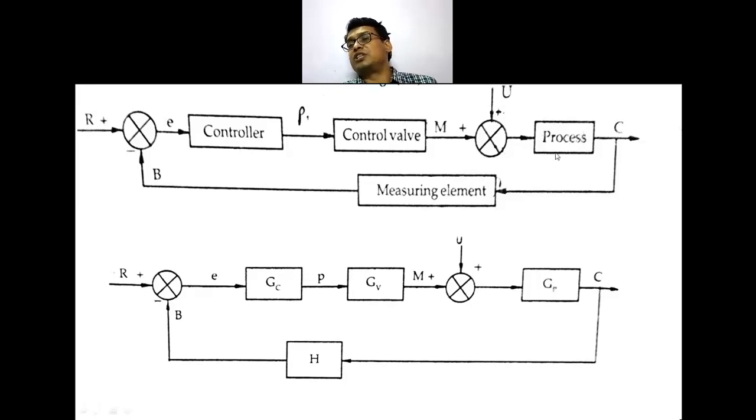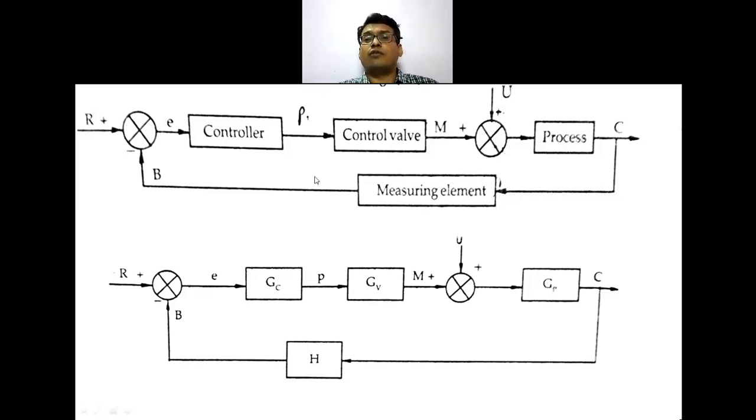So the measured value of the process is measured by the measuring element, and it generates a value B, which is a negative feedback to the system. It goes to a comparator. Comparator generates an error. That error goes to a controller. Controller takes a certain action. It develops a pressure which is going to a control valve. This control valve provides the manipulated variable that goes to a process.